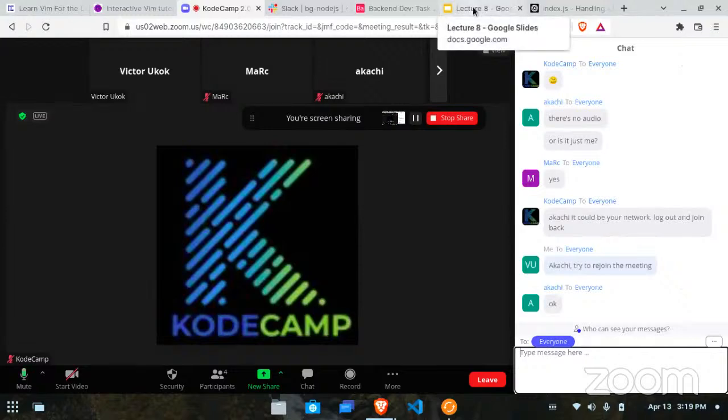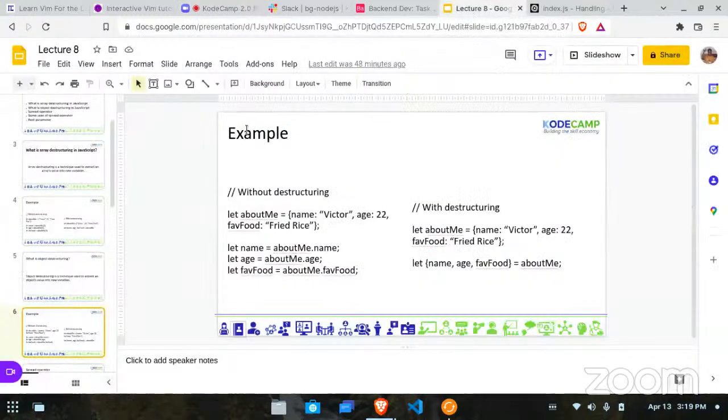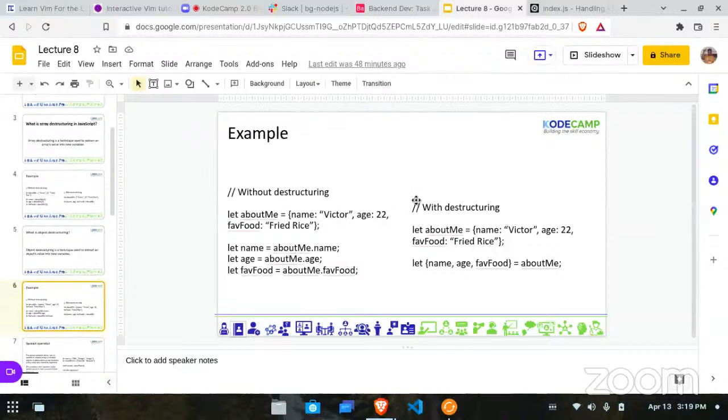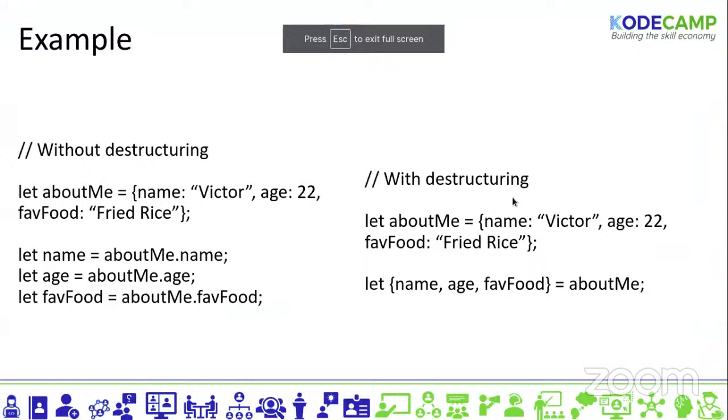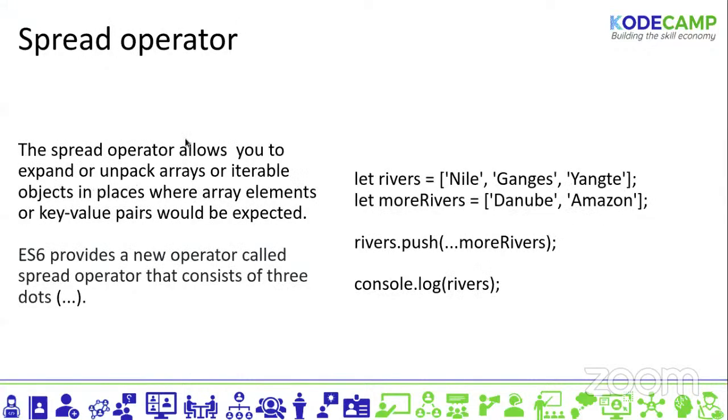All right, so let's go on. So we've talked about destructuring, right? So let's move on. All right, so let's look at the spread operator. The spread operator allows you to expand or unpack arrays or iterable objects in places where an element or key value pair will be expected.